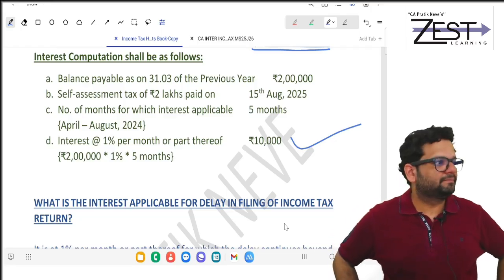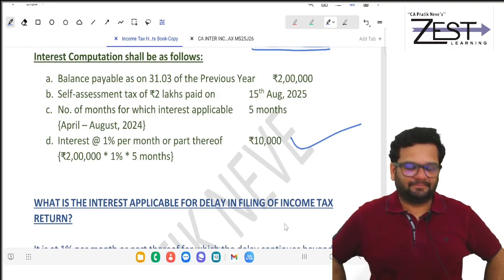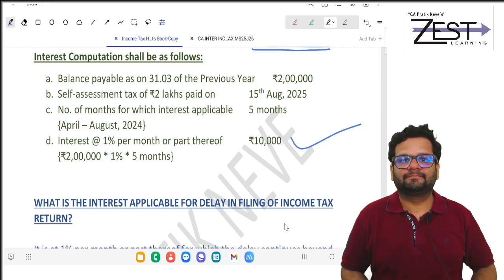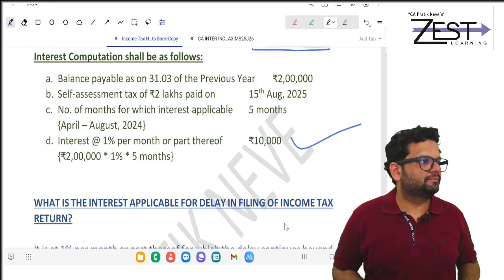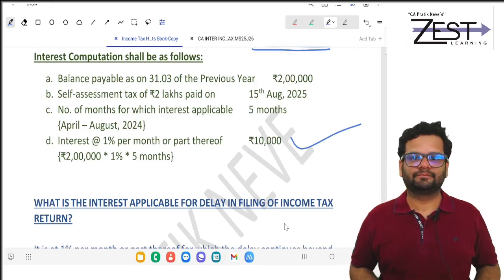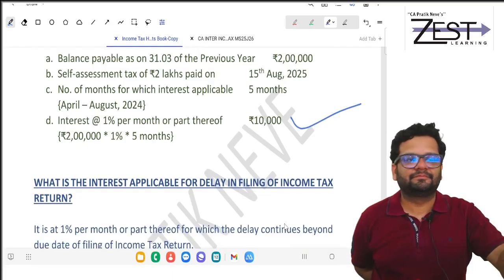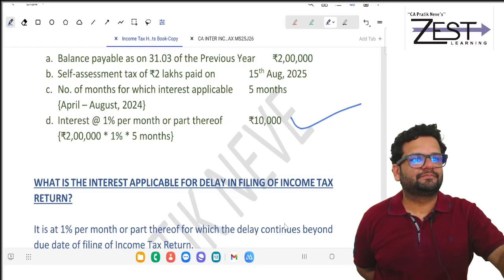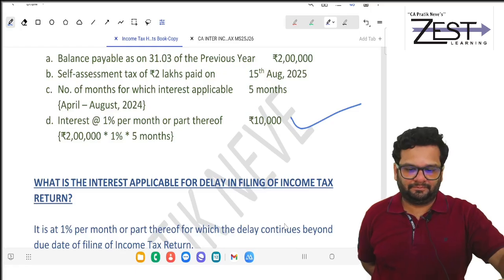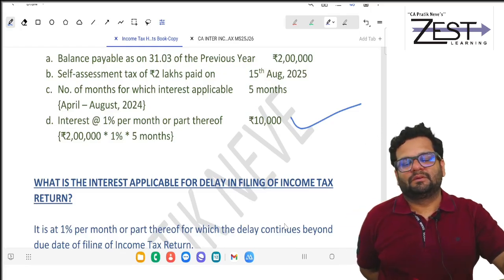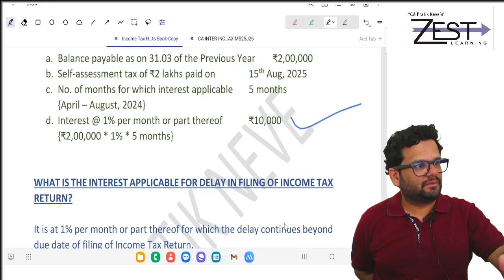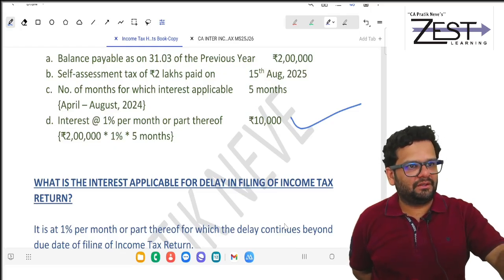Where are we now? Logical sequence CBA. 234C, then 234B. Now we will go to 234A.